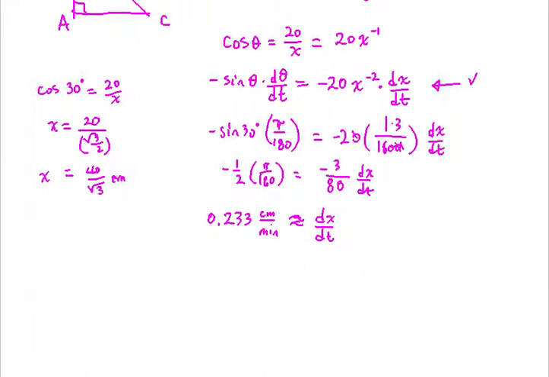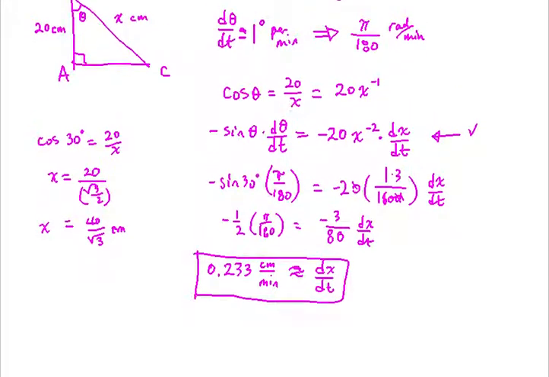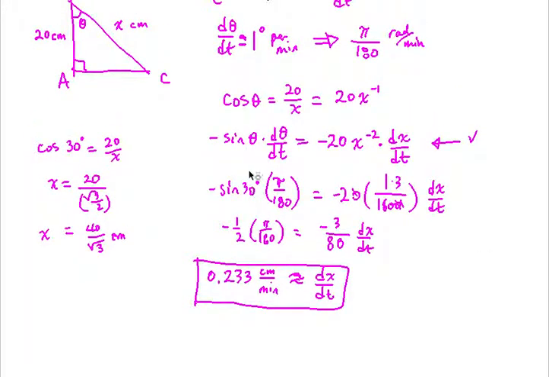All right, so this would be my answer. This would be the rate that I'm interested in at the time when theta is 30 degrees. Notice here it doesn't really matter whether I plug in degrees or radians in here, because this is just a ratio. It'll come out the same anyway. But this does matter.